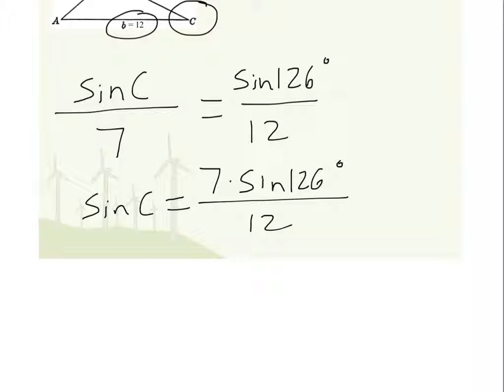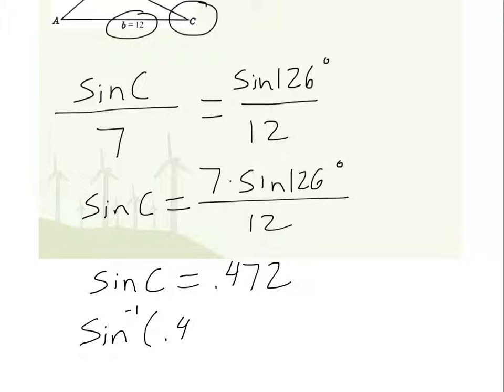Okay? Now it's important to note here this next step is not going to tell me angle C. Rather, it is going to tell me angle C's sine value. Okay? I would still have to go to my calculator and take the inverse to get an approximation for the actual angle. Okay? 28.2 degrees.